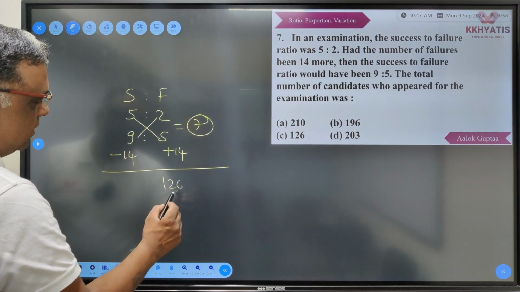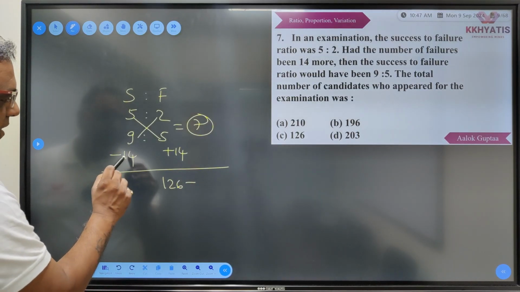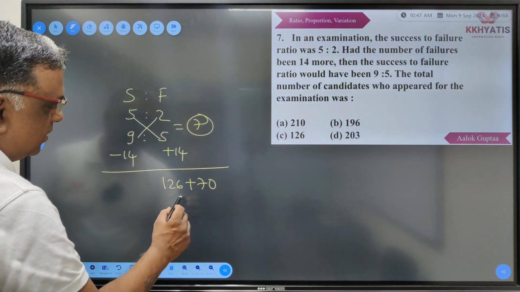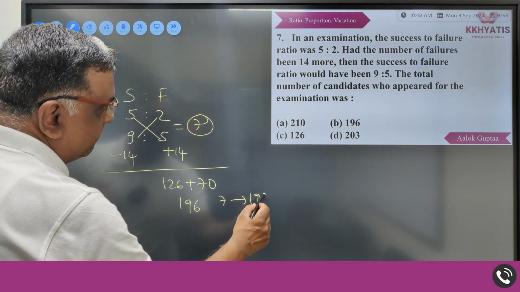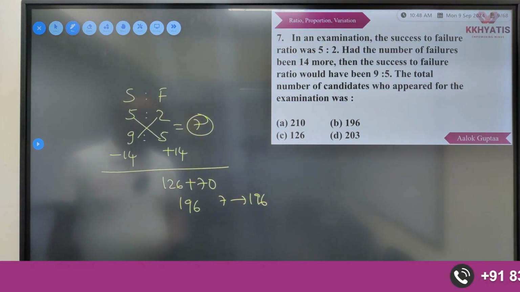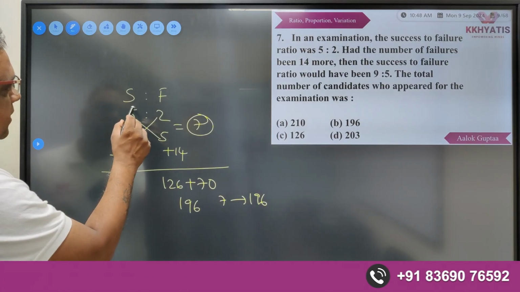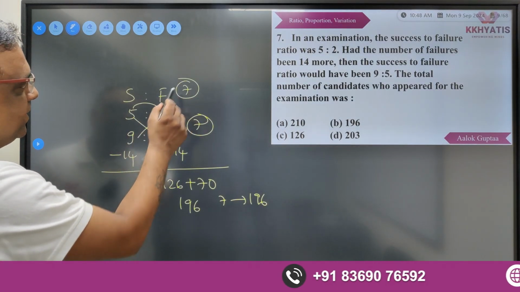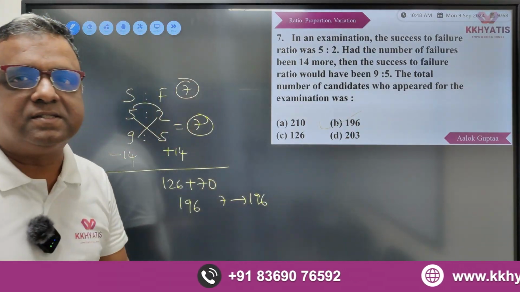126. और माइनस, अभी दिस इज माइनस हियर, राइट? सो माइनस ऑफ माइनस, तो माइनस प्लस 70 हो जाएगा, तो 196. तो 7 का वैल्यू 196 है. द टोटल नंबर ऑफ कैंडिडेट्स हु अपीयर्ड इन द एग्जाम्स. तो पहले अपीयर कितने हुए थे? 5 plus 2, 7 अपीयर हुए थे. तो 7 की वैल्यू निकालनी है, और 7 की वैल्यू 196 मिल गई अपने, तो 196 इज द आंसर. ओके.